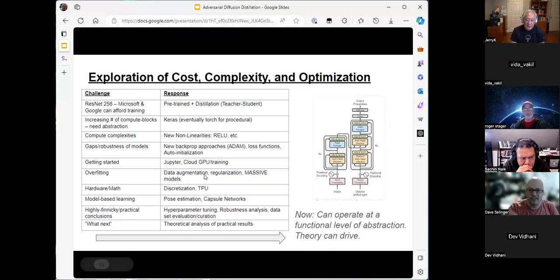The discretization of the TPUs. I mentioned the floating point. We go in and out of model-based learning, right? So pose estimation, my favorite model-based structure, capsule networks.